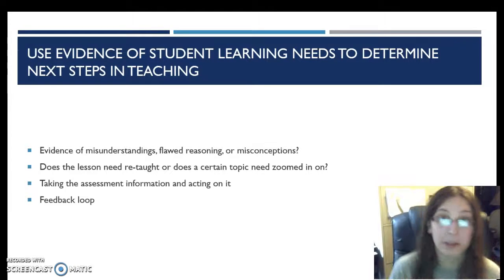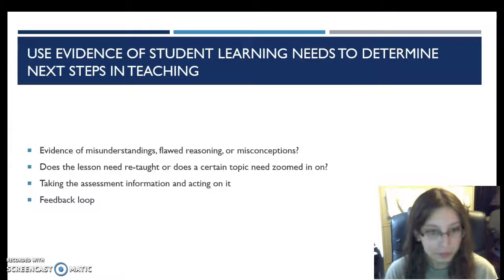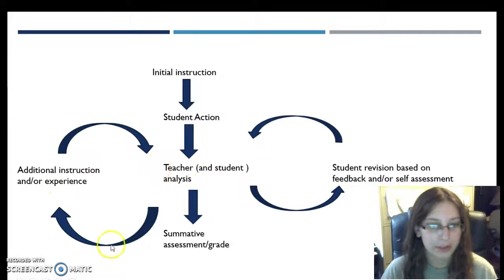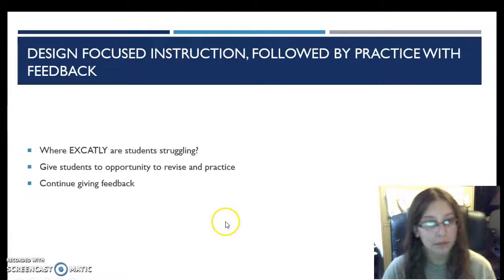We try to avoid reteaching when possible, but we take the assessment information here in the feedback loop, and we just give additional instruction. Is there something they're not understanding? And if so, we give more experience or more instruction, and we allow them to practice. This way, when we get to the grading portion, they are good to go.